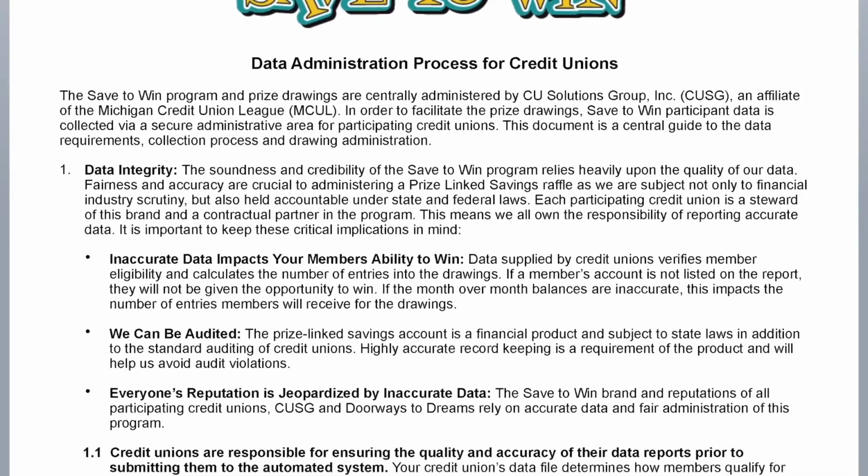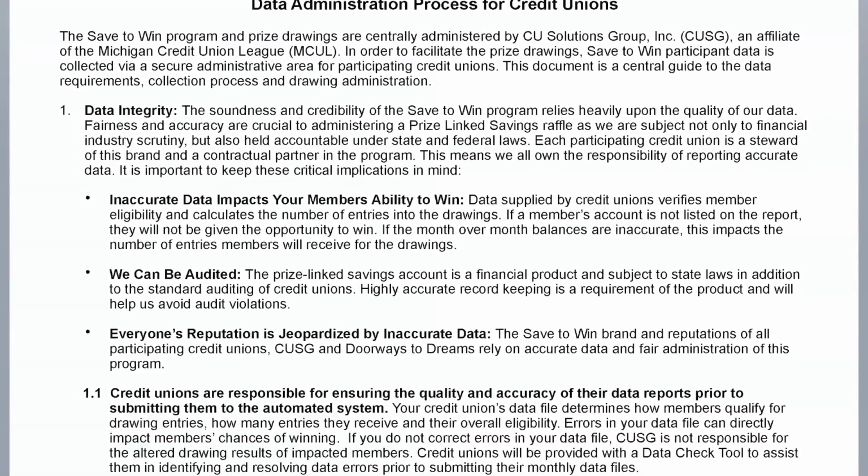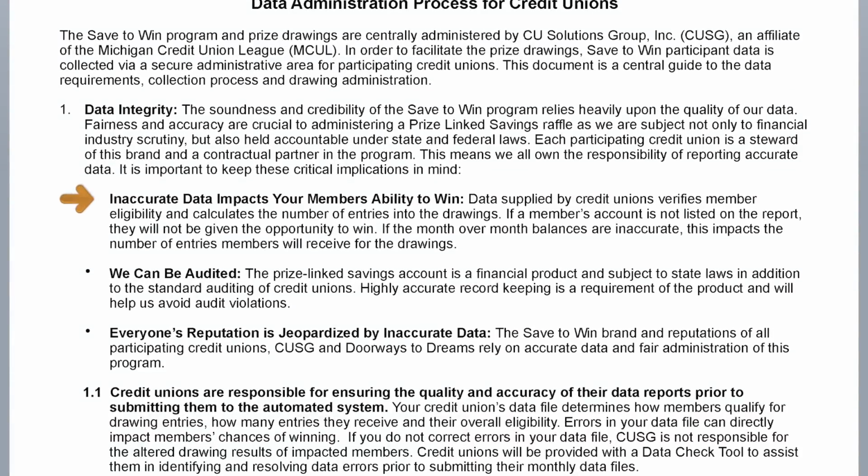As you're going through this, I want you to keep in mind a few things. If you supply inaccurate data, that can definitely impact your members' chances to win. Data that's supplied by your credit union is verifying the member transaction, and we use that on our system to calculate the number of entries into the drawing. If your member's account is not listed on the report, they will not be given the opportunity to win. If the month-over-month balances are inaccurate, this will impact the number of entries that they will receive for the drawings.